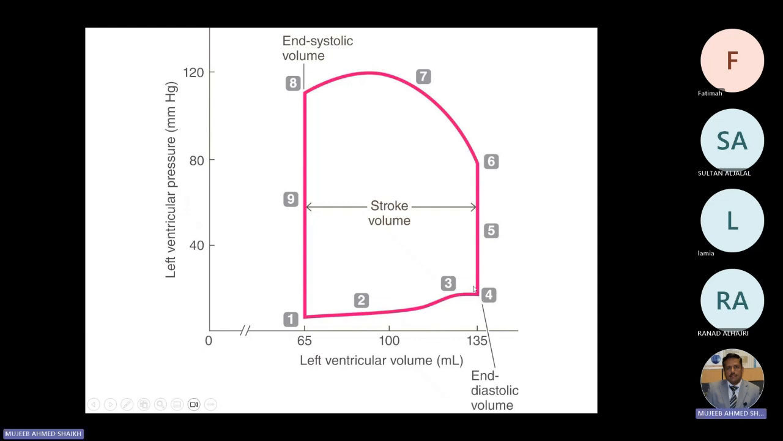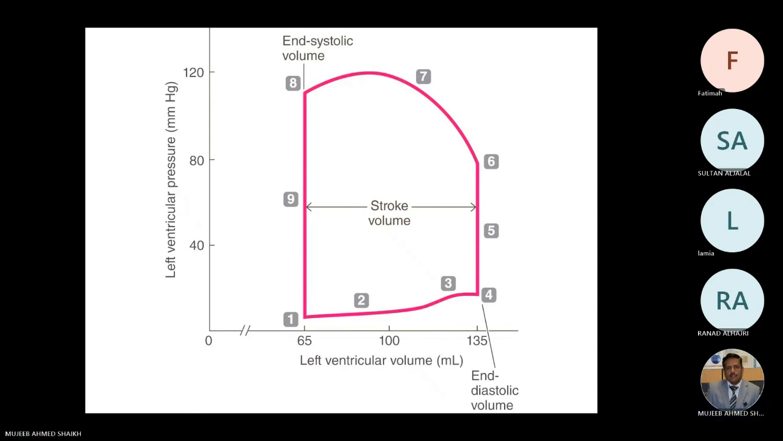What is happening here at point number 4? At point number 4, there is closure of the AV valve. AV valves are now closed. Whatever blood is coming from the atrium now reaches the ventricle, and the AV valves are closed.